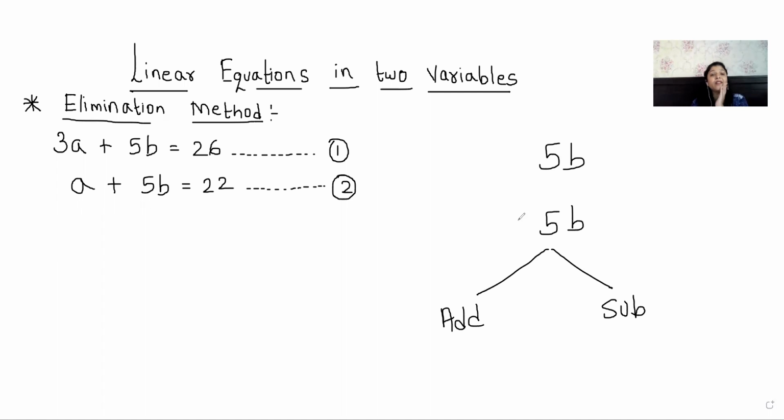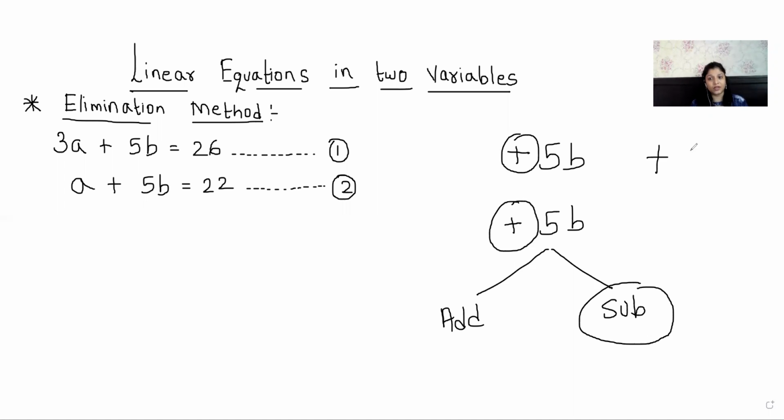5b and 5b. This is plus 5b, plus 5b. So by doing what, it will get cancelled? If I add 5b and 5b, I will get 10b. If I subtract 5b minus 5b, I will get 0. It will be cancelled. So that means we have to go for subtraction. Now, why did this happen? Because both the equal terms had the same sign.